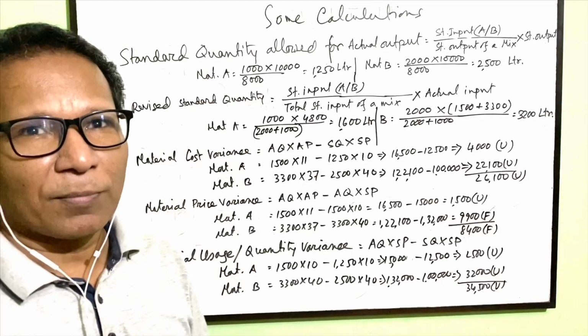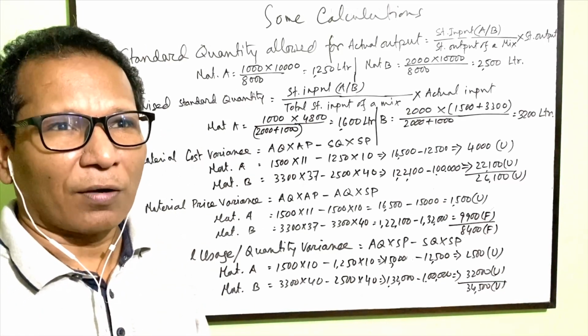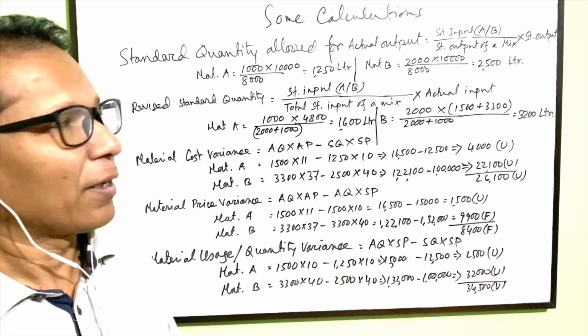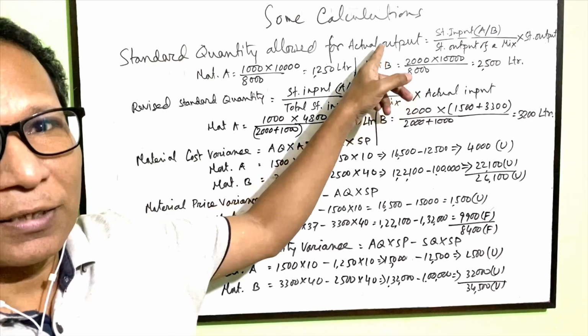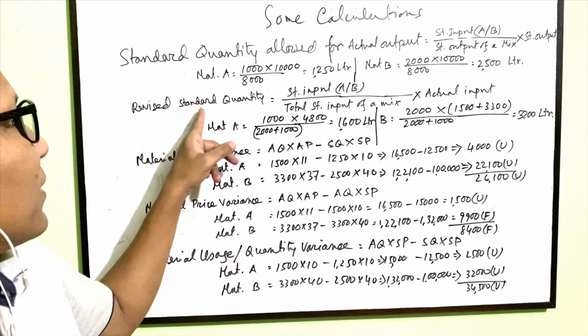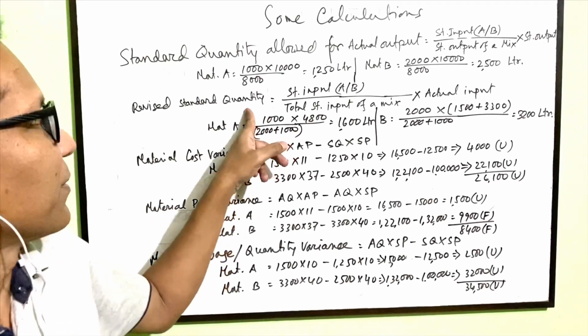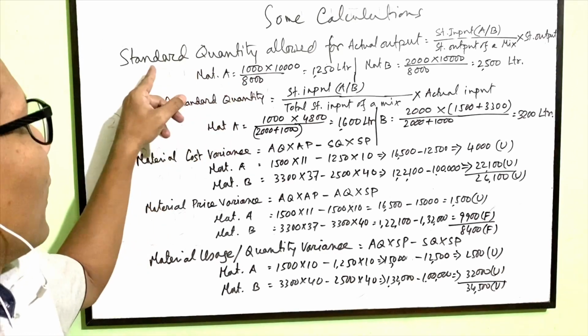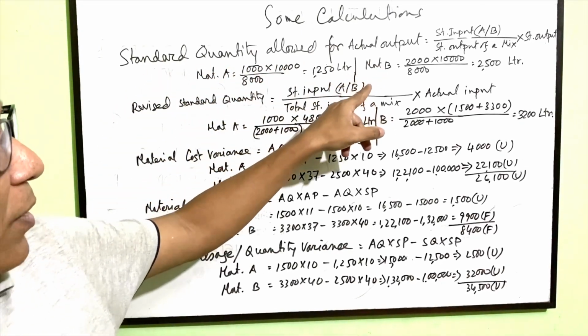Here in this problem, actual quantity, actual price and standard price are all given. We just need to calculate the working: standard quantity allowed for actual output, that is standard quantity, and revised standard quantity. This will be needed for mixed variance and yield variance. So, let us look at how we calculate standard quantity allowed for actual output.